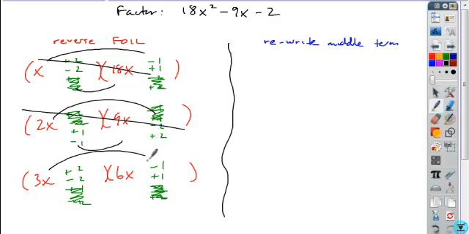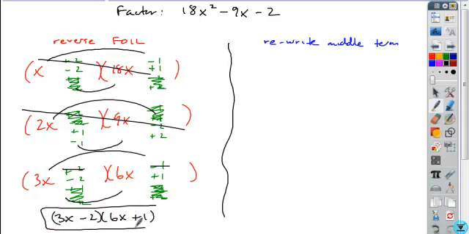And then finally here, a minus 3x and a plus 12x does not, but the negatives do. So plus 3x and minus 12x does. So we get our answer 3x minus 2 times 6x plus 1. Okay, so that would be trial and error, reverse foiling.